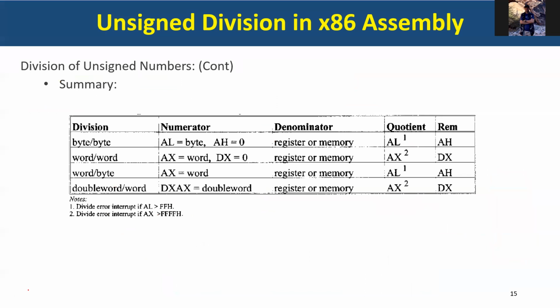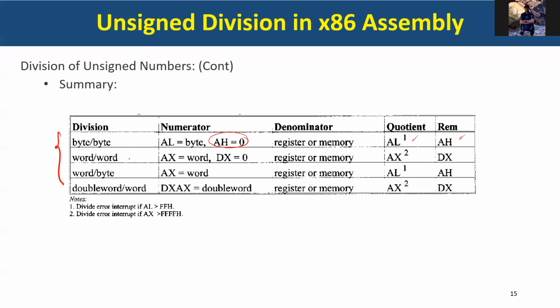That's finally a summary for the division operation. You have here 4 division operations. When you divide byte by byte, the numerator should be in AL and AH should be cleared. Again, the denominator should be in a register or a memory. It can't be immediate. And the quotient and the remainder will be in AL and AH respectively.